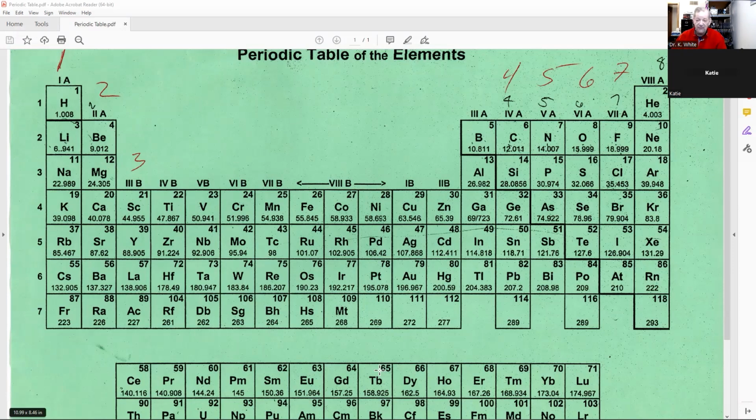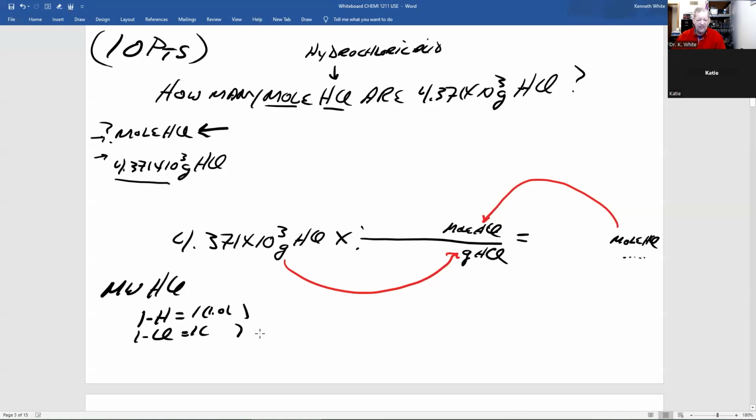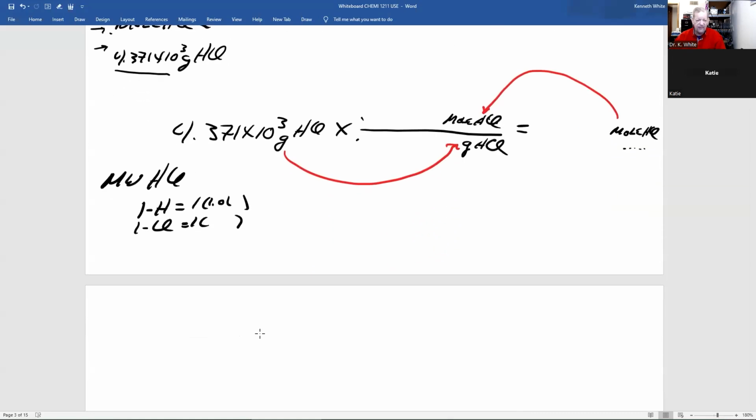And seems like everybody's done. That answer would be 35.5. So the atomic weight of chlorine, to three significant figures, is 35.5. If I do the math, 1.01, 1 times that, plus 35.5. Add it up. This is the number I get.